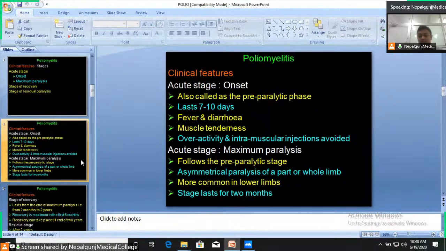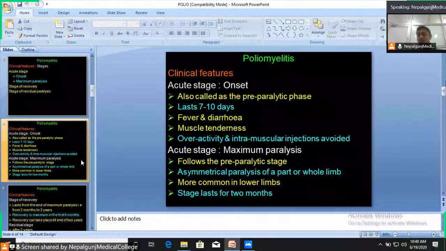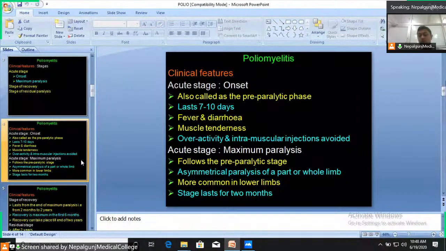During the later phase of the acute stage of poliomyelitis, there is a phase of maximum paralysis. It follows the pre-paralytic phase. There is an asymmetrical paralysis of a part or a whole of a limb. This point is of much importance: poliomyelitis never causes symmetrical paralysis. Most of the time it causes asymmetrical paralysis of a part or a whole of a limb. The lower limbs are much more involved than the upper limbs. This is the stage of maximum paralysis, and the acute stage involving the maximum paralysis can last up to 2 months.